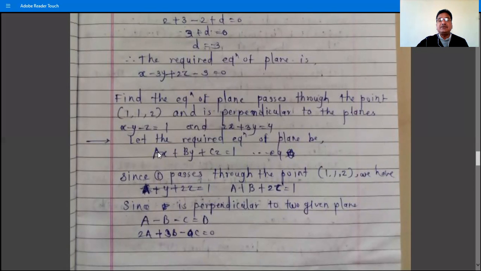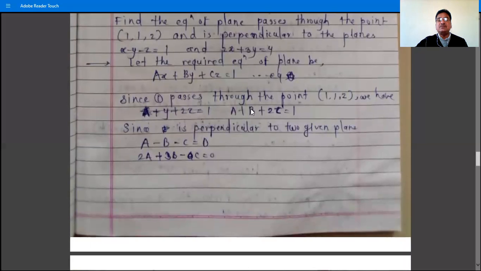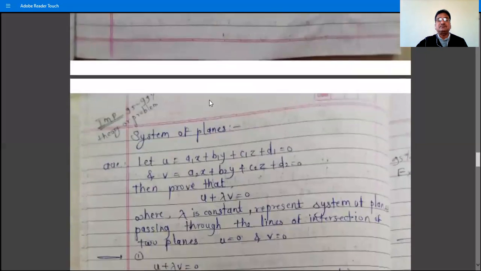That is the multiplication of the coefficient of x, that is A into 1, that is A. Then the multiplication of the coefficient of y, plus B into minus 1 is minus B, and plus the multiplication of the coefficient of z, C into minus 1 is minus C, is equal to 0. Similarly, we have this plane, which is again perpendicular to this plane. We have 2A plus 3B plus 0C is equal to 0. So solve these three equations for capital A, capital B, capital C, and substitute the values, we get the answer.